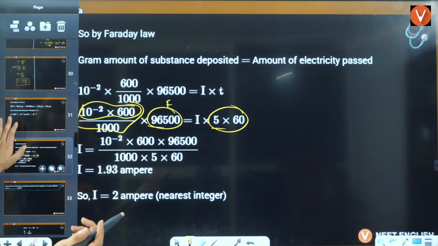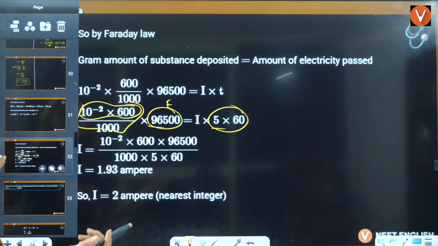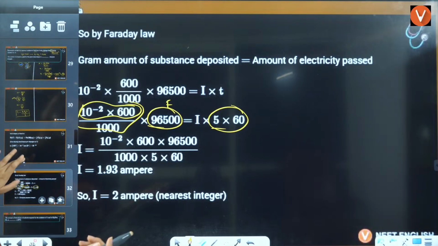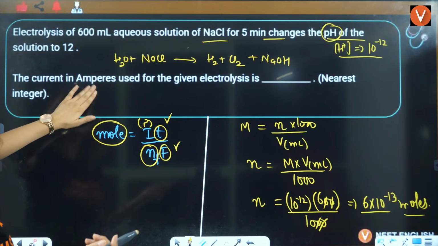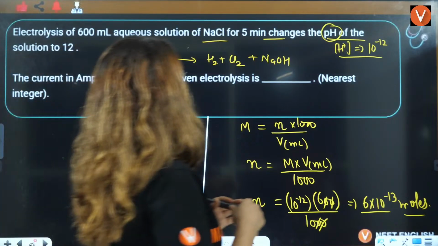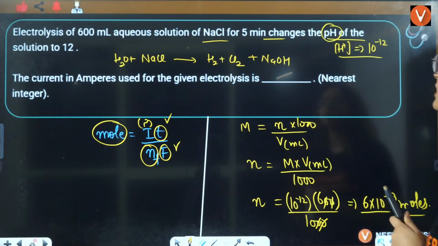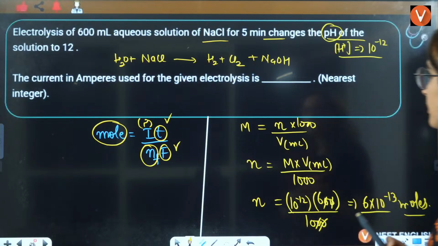Let me see why my N factor is coming out to be different. Wait a minute. Why are my number of moles coming out to be different? Electrolysis of the solution of NaCl, the pH of the solution is 12. So H positive is 10 raised to power minus 12, right? That is the molarity.